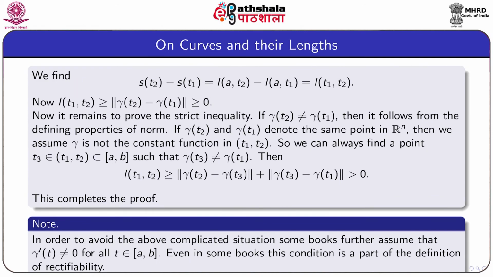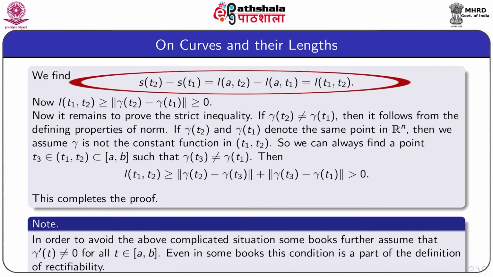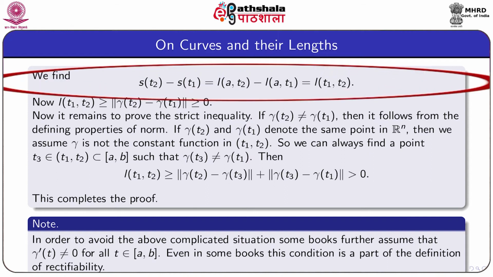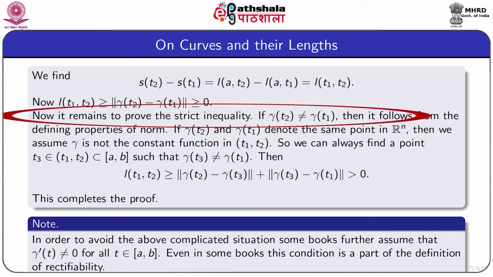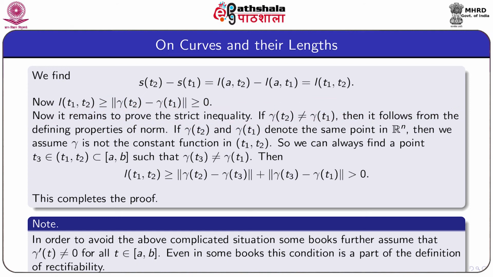We find S(t2) minus S(t1) equals L(a, t2) minus L(a, t1), which equals L(t1, t2) by the previous result. Now, L(t1, t2) is greater than or equal to the norm of gamma(t2) minus gamma(t1). This is the length of the chord and it must be greater than or equal to 0. So, now it remains to prove the strict inequality. If gamma(t2) and gamma(t1) are distinct points, then it follows from the defining properties of the norm.